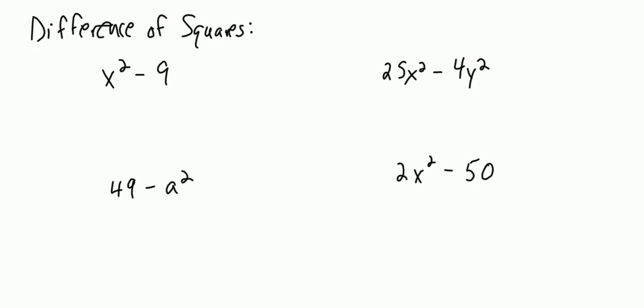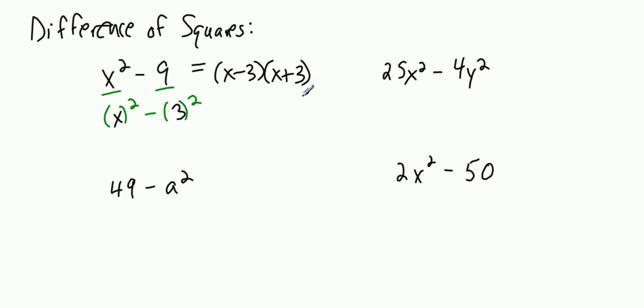Difference of squares. Okay, these are all differences of squares. Perfect square, what's being squared here minus what's being squared here. Right? Fill in the blanks. You have an x here and a 3 here. So this must be x minus 3, x plus 3.